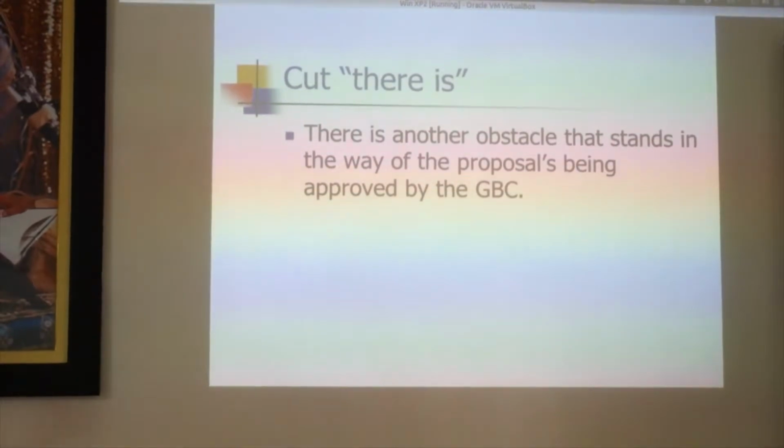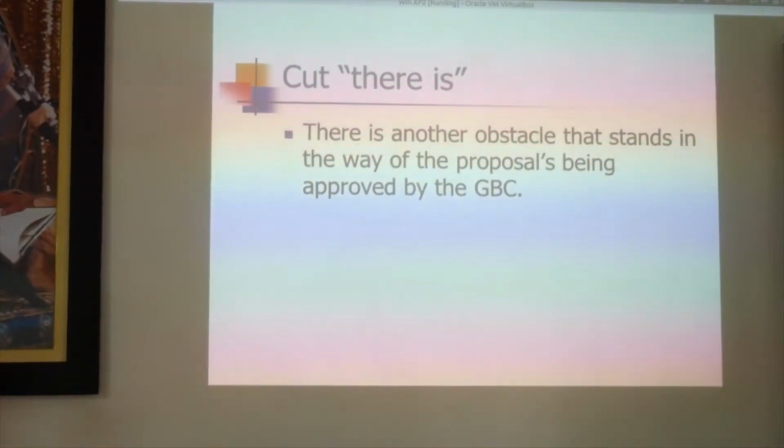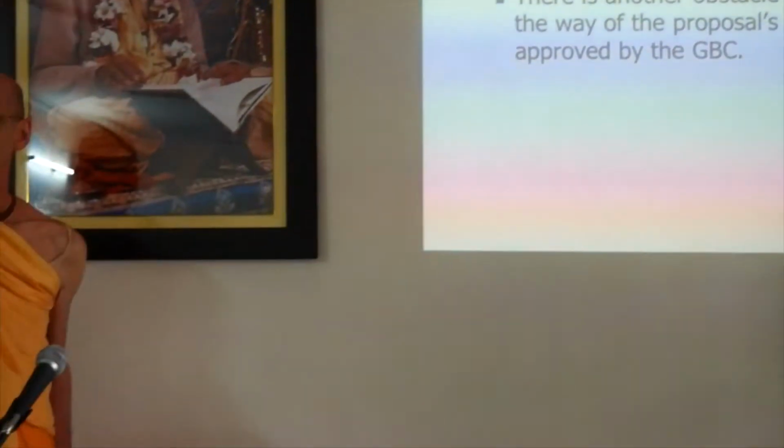How many words do we have? 3, 4, 6, 7, 8, 9, 10, 11, 12, 13, 17 words. If you get rid of "there is" and "that," you save 3 out of 17. Is proposals singular? It's possessive, being approved, which is another topic.